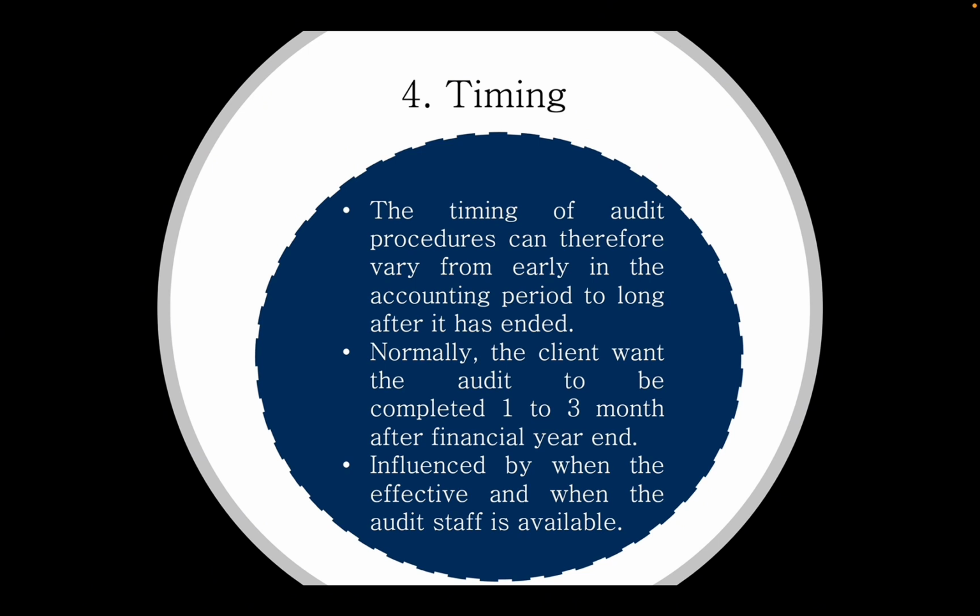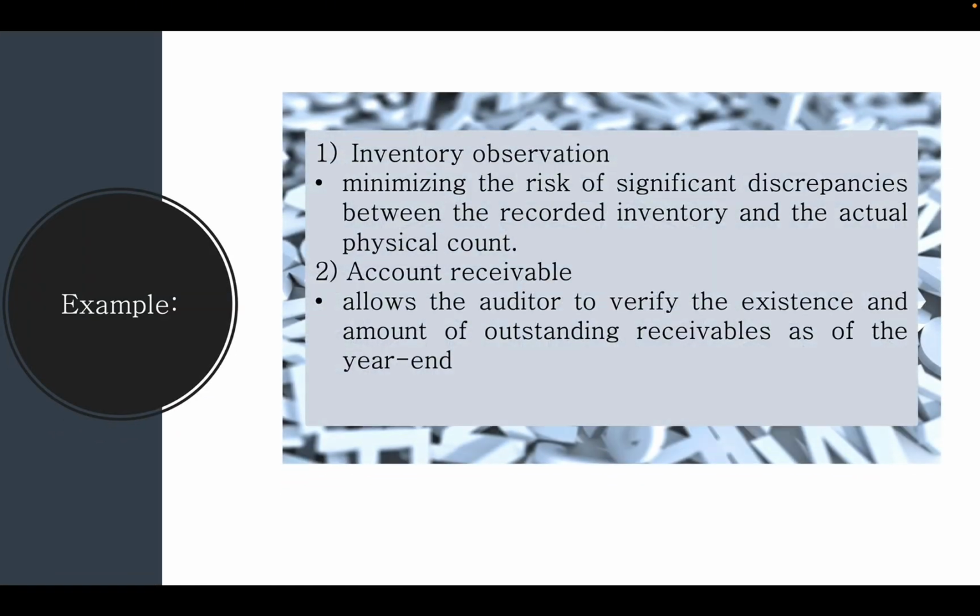The auditor must carefully consider the timing of their work to ensure that it is both effective and efficient in detecting material misstatements and providing reliable financial information. For instance, inventory observation minimizes the risk of significant discrepancies between the recorded inventory and the actual physical count. Next, accounts receivable confirmation allows the auditor to verify the existence and amount of outstanding receivables as of the year end. To conclude, the recorded and the actual must be synchronized so that it can help to detect any material misstatement.